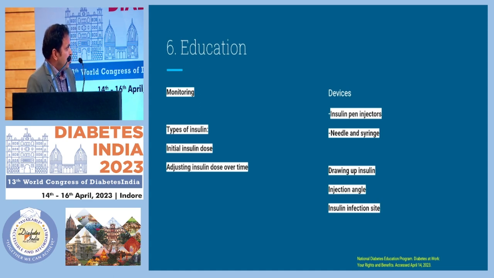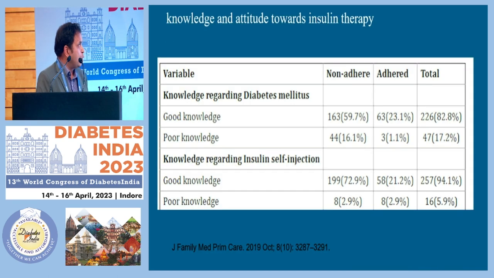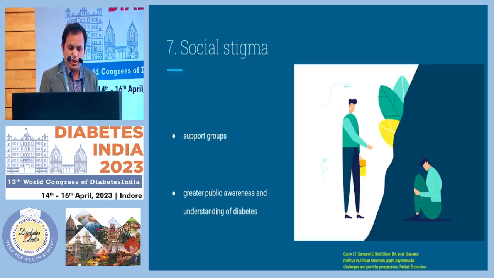Monitoring is very important. And regarding the types of insulin, you should educate them about which is a fasting insulin and which is a postprandial insulin. And devices, we told you in detail, so education about the devices is also important. And knowledge and attitude towards insulin therapy: it is found that with knowledge regarding diabetes mellitus, almost 23% were adherent compared to people with poor knowledge. Similarly, knowledge about insulin injection technique: people with good knowledge had 21% adherence compared to only 2.9%.